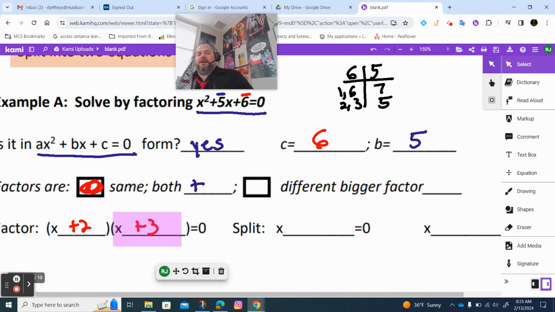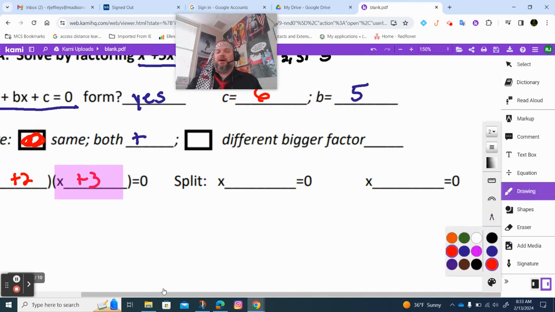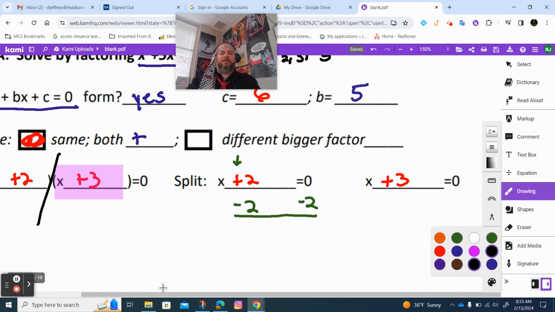Okay, good. Now, so when we split these, I would always say, get my ninja sword, chop, and we would put it right here and right here. All right, so now we're about to solve these. All right, if this is a plus 2, remember to solve equations, we have to do the opposite. What's the opposite of plus 2? Minus. So we subtract 2 from both sides. We get x equals negative 2.